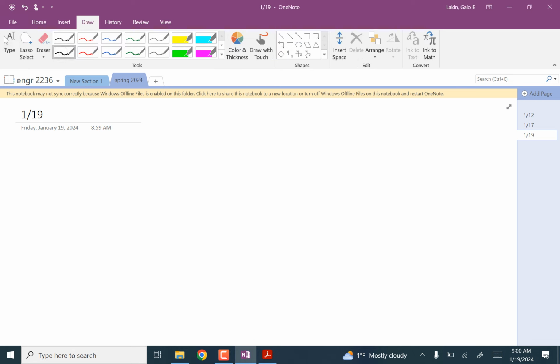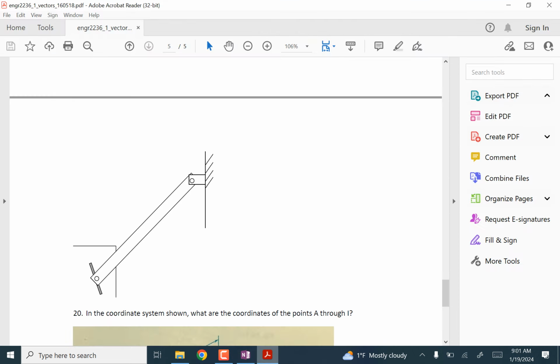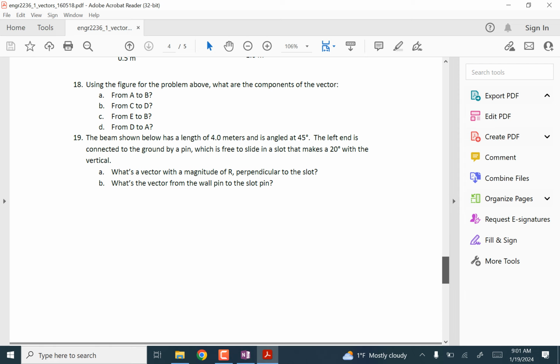Okay. So this is vectors number 19. And it looks something like this. You have a beam that makes an angle of 45 degrees with the horizontal. And then down here, that pin makes an angle of 20 degrees with the vertical.